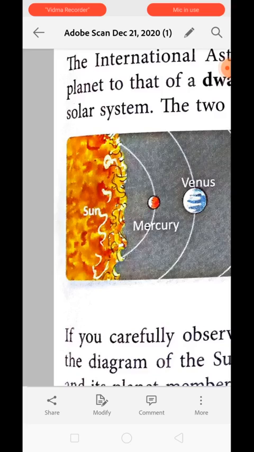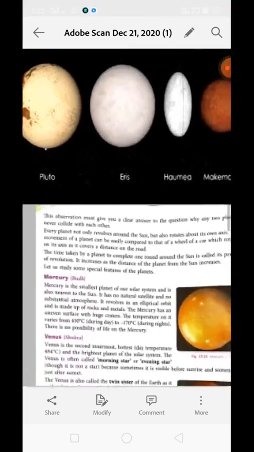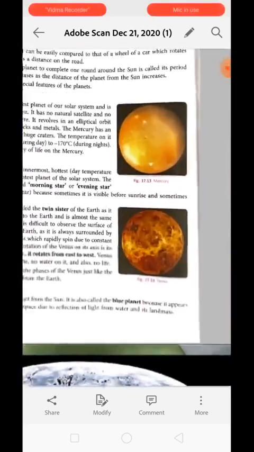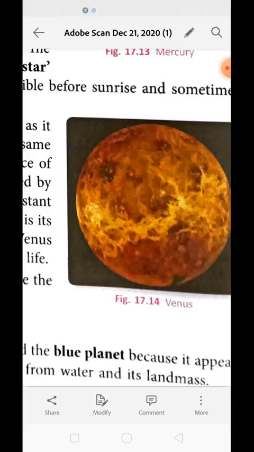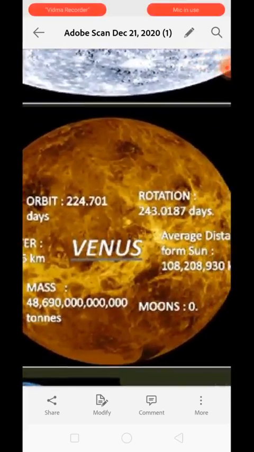The next is Venus. You can see this is Venus. Over here, this is Venus.